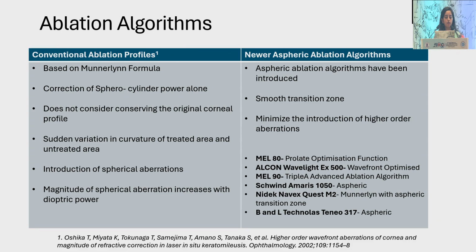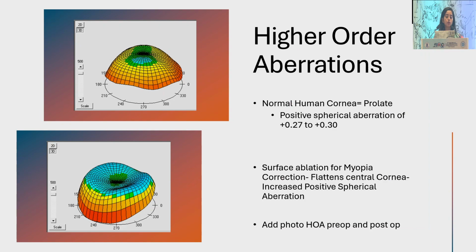Besides that, conventional ablation profiles were basically based on the Munnerlyn formula, which corrects the sphere and cylinder alone and is associated with higher introduction of higher order aberrations, whereas the newer aspheric ablation algorithms have a smooth transition zone and minimize the introduction of higher order aberrations. Typically, a normal human cornea is prolate with a positive spherical aberration of around +0.27 to +0.3, and surface ablation for myopia leads to central flattening and hence an increased positive spherical aberration.